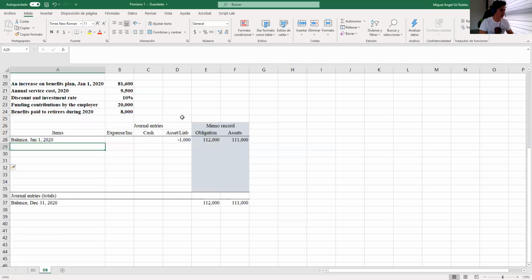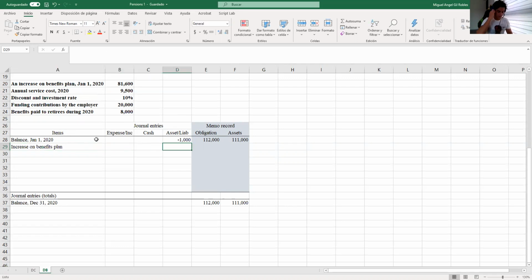So what we are going to do in here is to register this thing on the 1st of January, because it happened on the 1st of January. So it happened exactly at the same moment as we are calculating this balance. So let me write that here. I will take care of the increase on benefits plan.